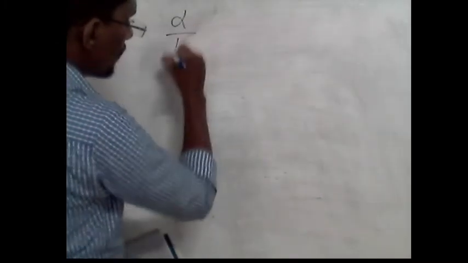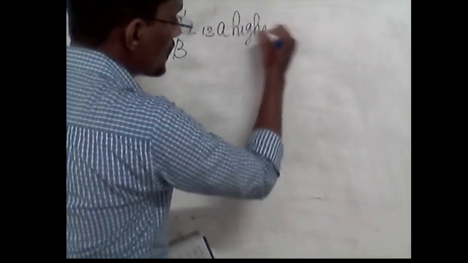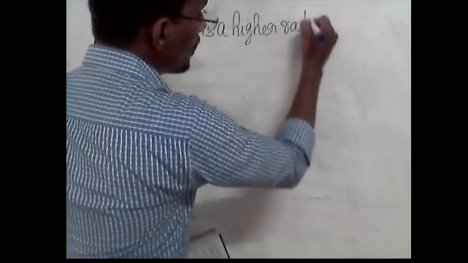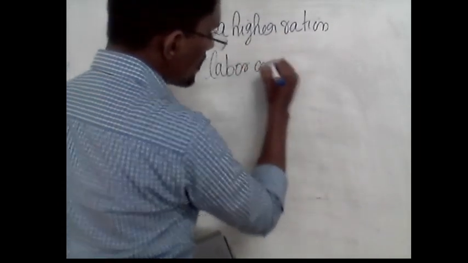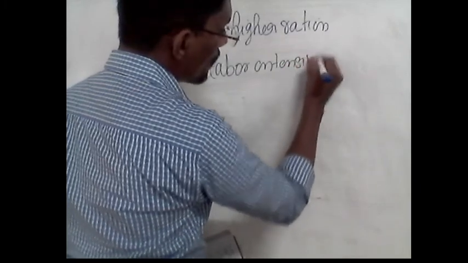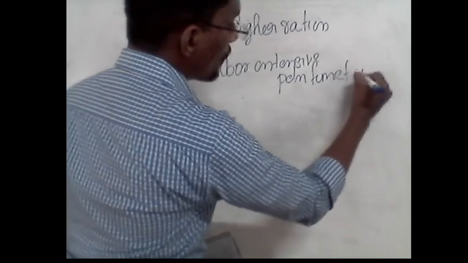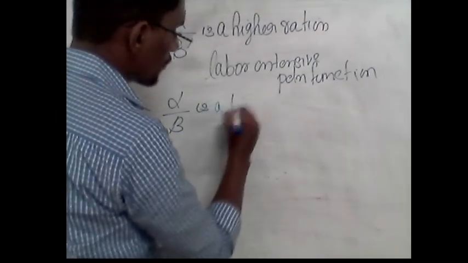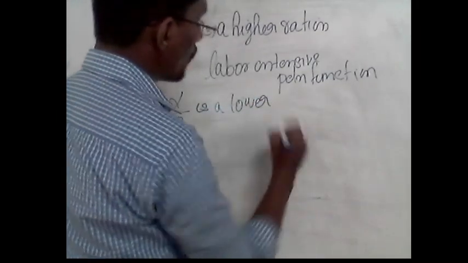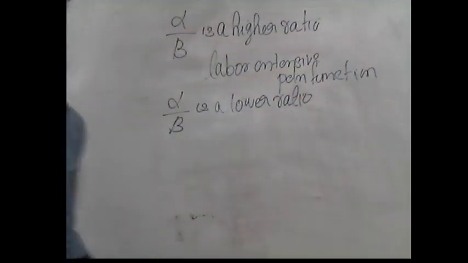If alpha by beta is a higher ratio, then that production function is relatively a labor intensive production function. And if alpha by beta is a higher ratio, then we can say that it is a labor intensive production function.